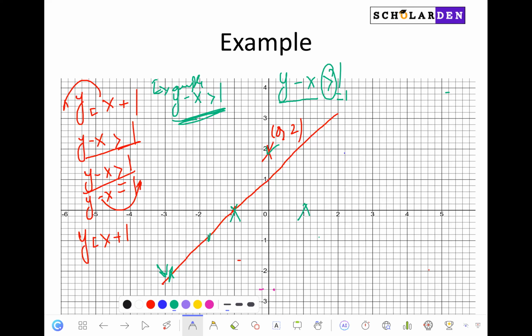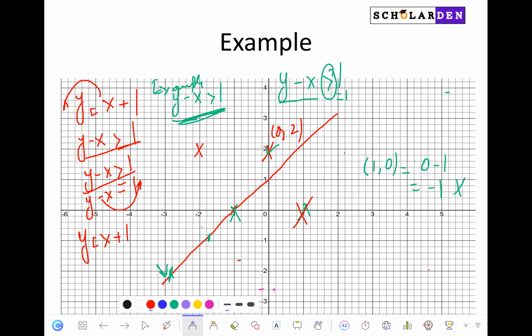Let's take this point over here. This point has the coordinates of 1 and 0. If we do the same thing, y minus x, in this case it is going to be 0 minus 1, so this is going to be -1, which is incorrect, because the answer of y minus x should be greater than 1. Whereas for this point, the answer for y minus x is -1, which is why this point is incorrect.